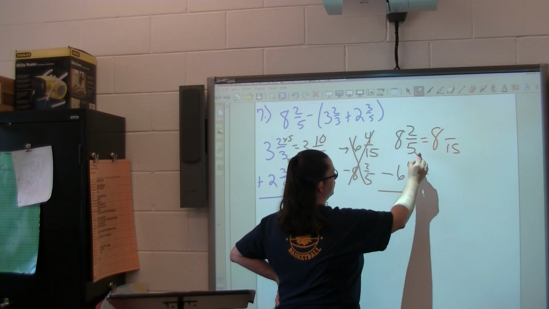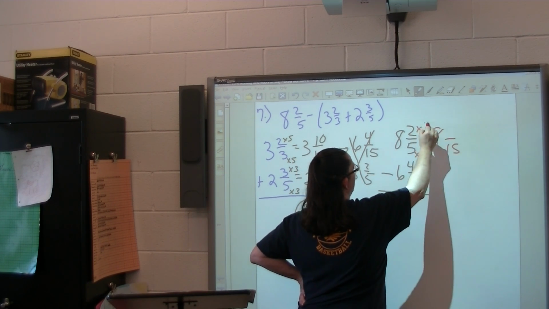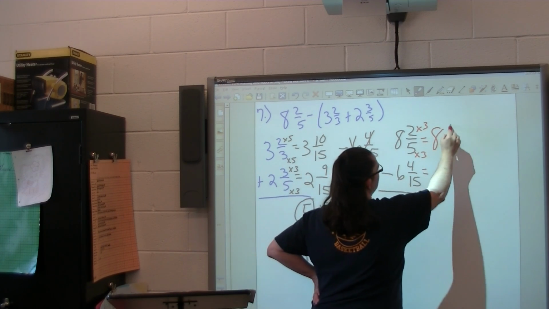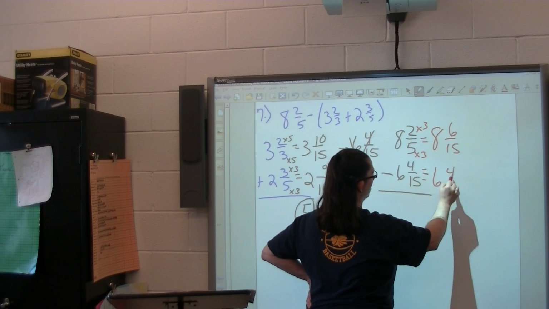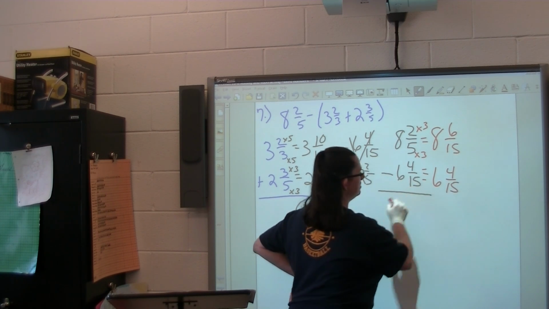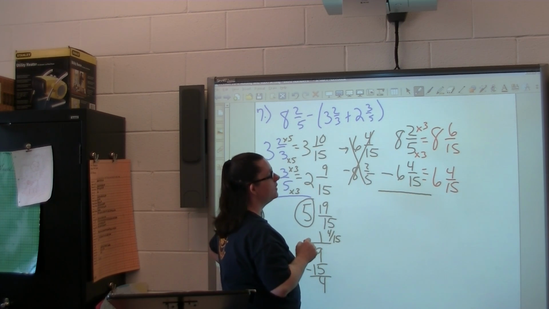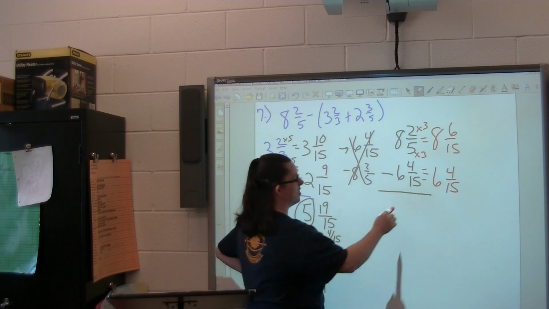5 times what gives us 15? 3, we just did that. 2 times 3 gives us what? 6. Perfect. Take away 6 4/15. This one stays the same because the denominator is already 15. Okay, now we can subtract.